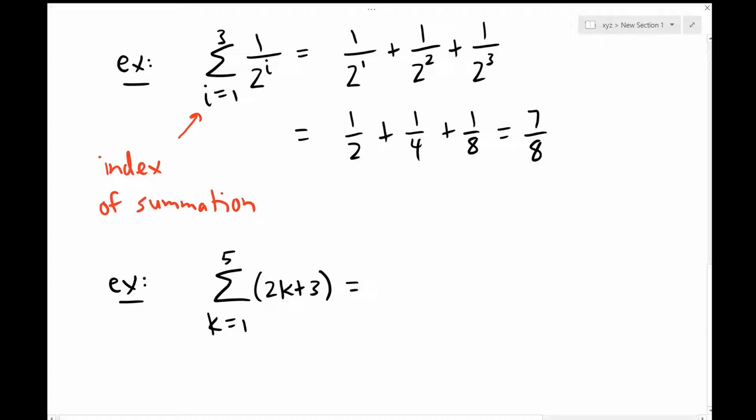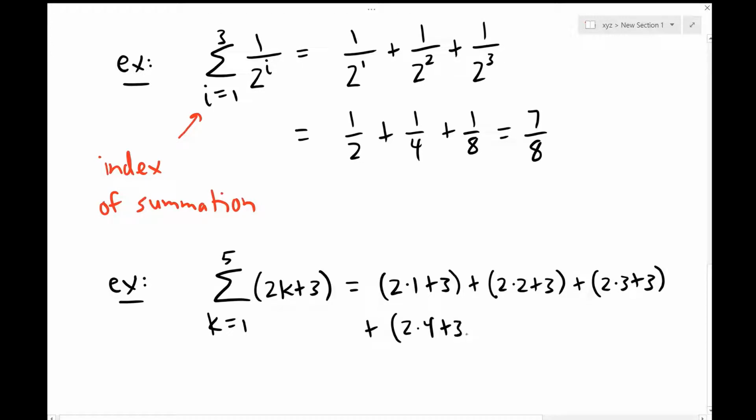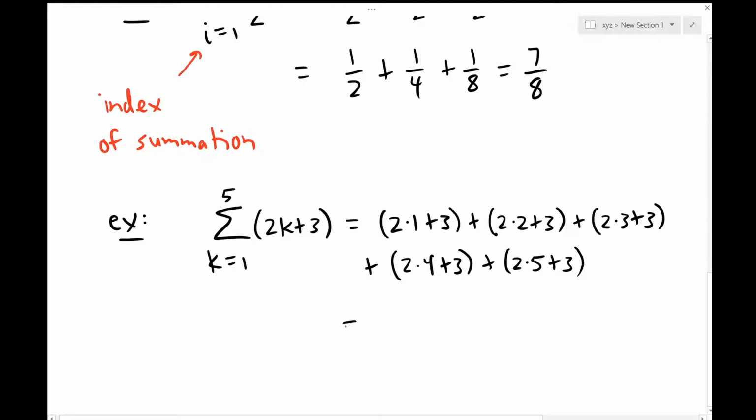Well, what this is telling me is that I would start by plugging in 1 for k, then 2, then 3, then 4, and finally 5, since the 5 is the number that I see on top of the sigma. So plugging in 1, I would have 2 times 1 plus 3. Next we would plug in 2, that would give me 2 times 2 plus 3. Then we would plug in 3, that gives me 2 times 3 plus 3. Then plug in 4, so we have 2 times 4 plus 3. And finally plug in 5, gives me 2 times 5 plus 3. So I'm just plugging in the numbers 1, 2, 3, 4, and 5 for k, and now I'm going to add all these terms together.